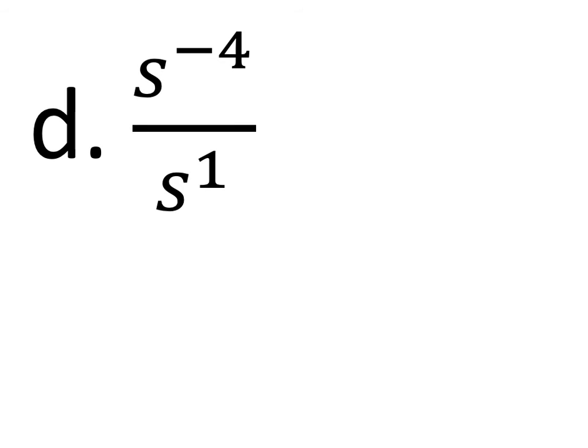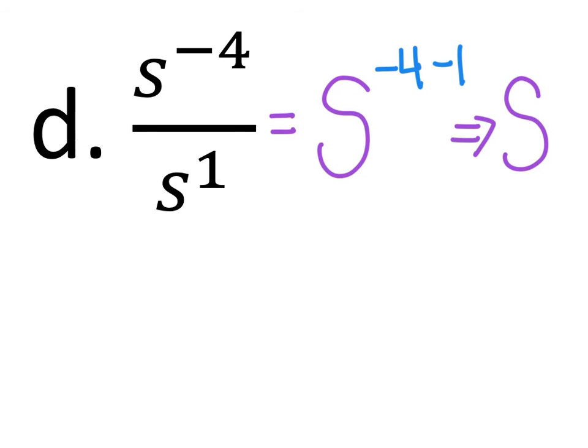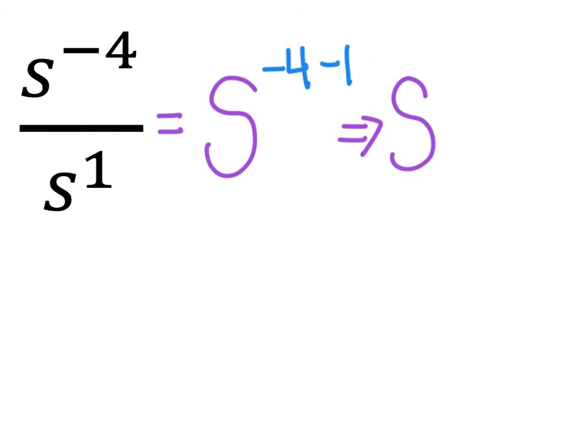Last example. Alright, so we have a base of s. Our exponents, we have negative 4 minus 1. Now this is a different case than the last example because our two negatives are not together. So I'm going to rewrite. My base is s. Negative 4 minus 1 gives me a negative 5.